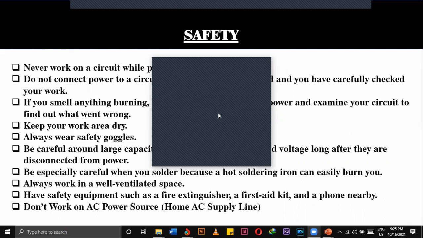And if you want, you can also obtain the components yourself. I will provide you the list of components needed in our class. I will upload the list in our WhatsApp group, right? And you can obtain the components from an electronics shop, not an electrical shop, but an electronics shop, right?